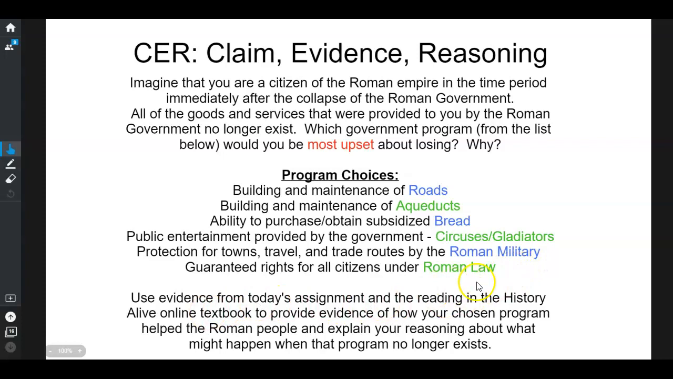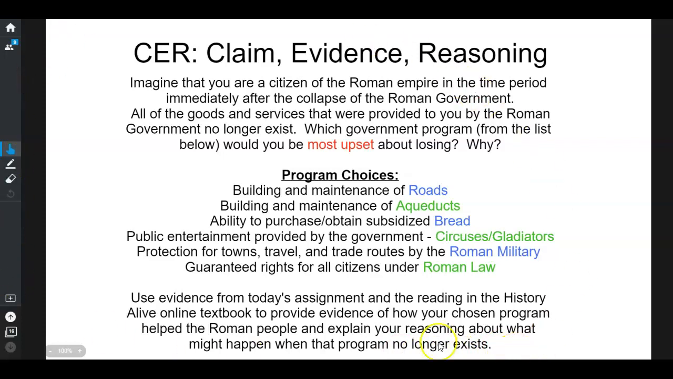Once you choose one of the government programs, use evidence from today's assignment and the reading you did last week in the History Alive online textbook to provide evidence of how your chosen program helped the Roman people while it was in existence, and then explain your reasoning about what you think might happen in society when that particular program no longer exists for people to benefit from.